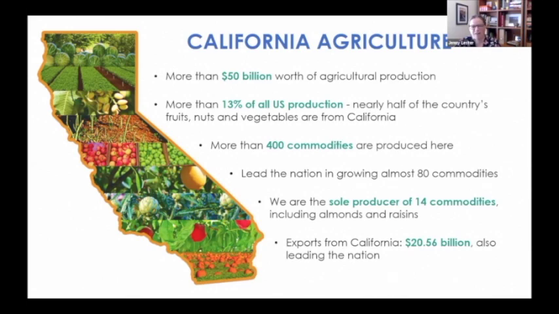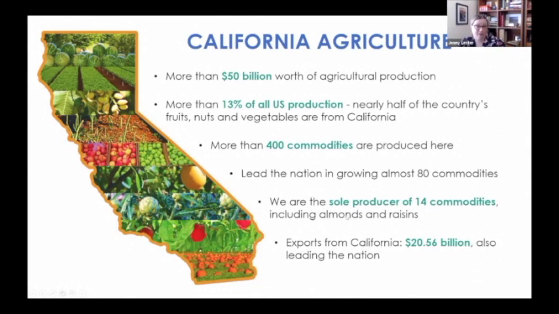In California, our agriculture is about a $50 billion a year industry. We're producing more than 13% of all ag production, and half of our nation's fruits, nuts, and vegetables. At a time when we're really looking at healthy food, how we're producing it, and how we're getting it to markets amid a lot of disruption in our supply chain, we're really proud of what we grow and especially of our farmers and ranchers who grow it. We're producing over 400 different commodities, and we are the sole producer of 14 commodities, from almonds to raisins to artichokes, all really delicious stuff.